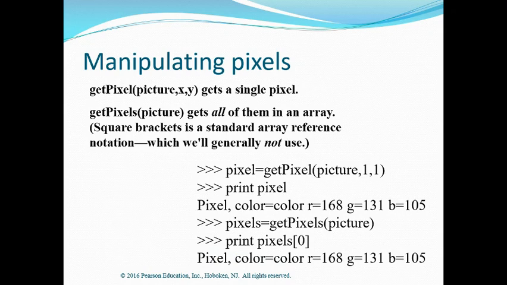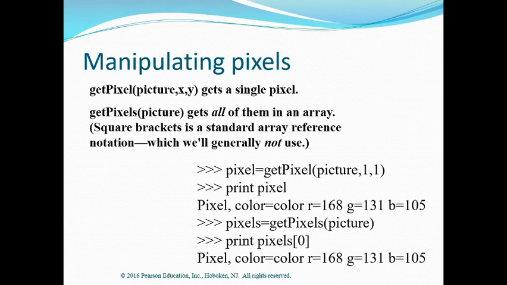So how do we manipulate pixels? There's a command called getPixel where you pass in the picture and the x and y value, and it gets a single pixel. Similarly, we can say getPixels, where you pass in the picture and it gets all of them in an array, using square brackets in standard array reference notation, which we'll generally not use.